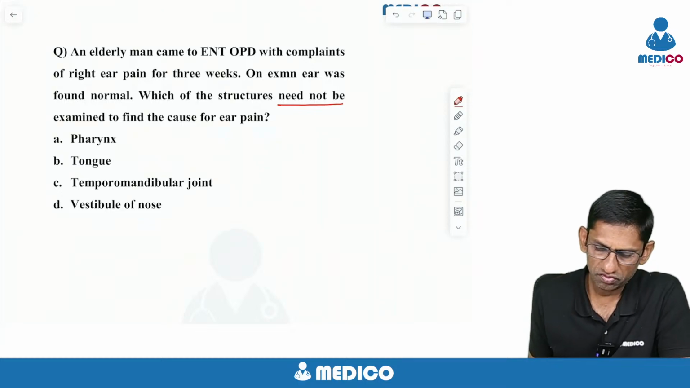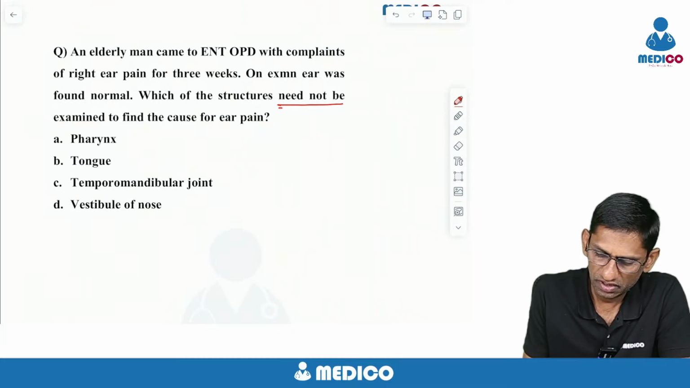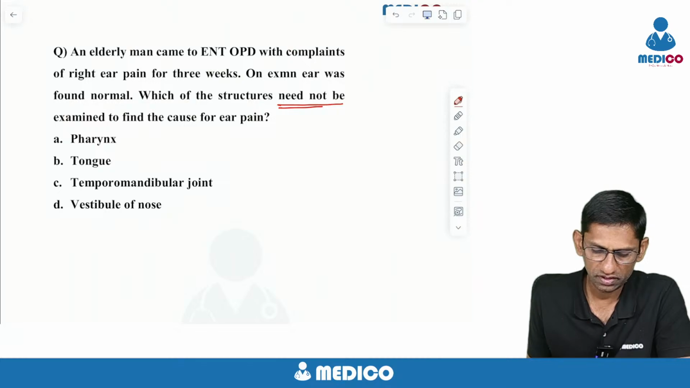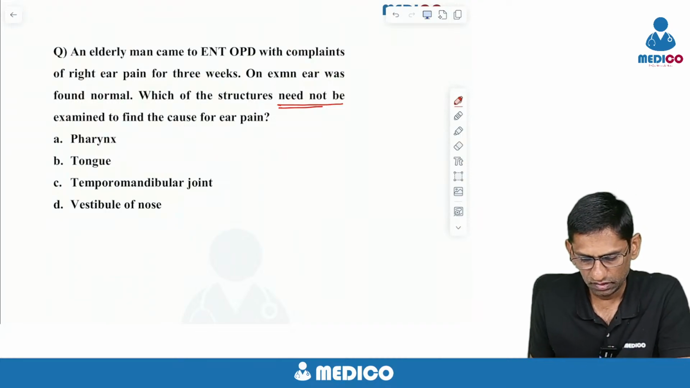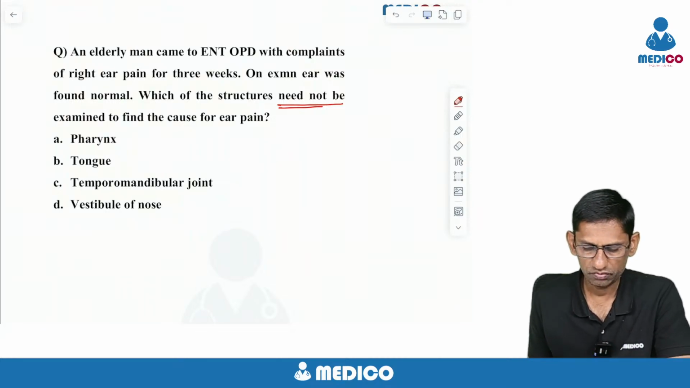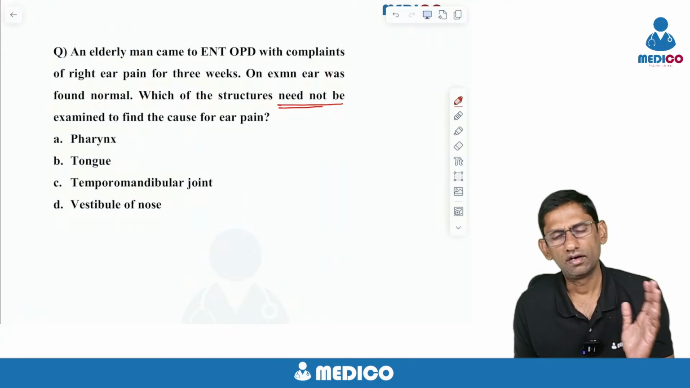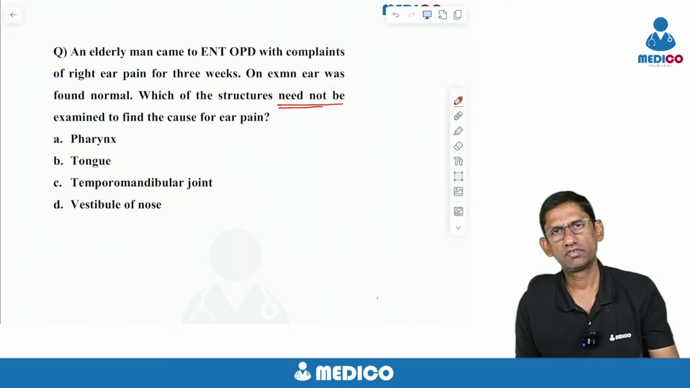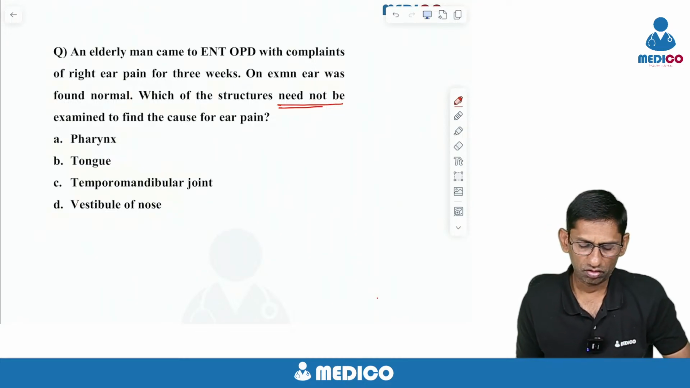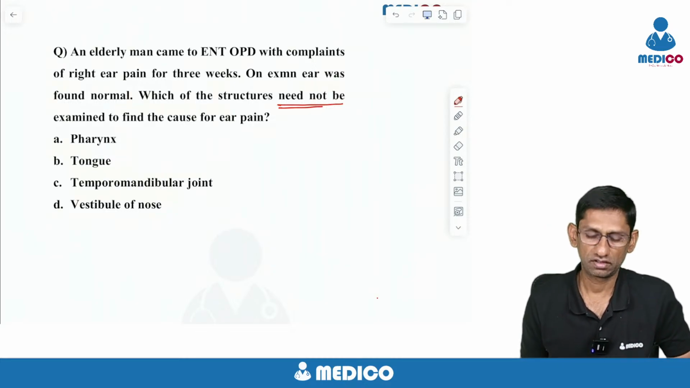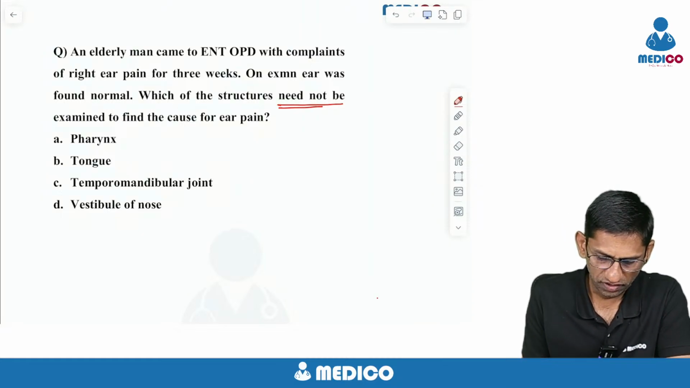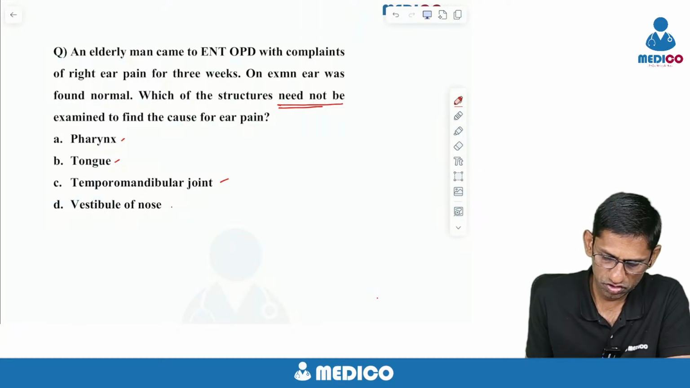So which of the structures, please note the question, need not be examined to find the cause for the ear pain? Pharynx, tongue, temporomandibular joint, vestibule of the nose. So simply they are asking which of the structures is not carrying the nerve supply which is related to ear, or not sharing the nerve supply with the ear. What is the answer? Pharynx, tongue, temporomandibular joint, and vestibule of the nose.